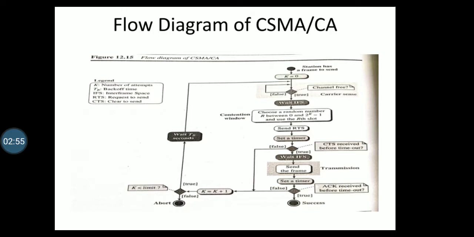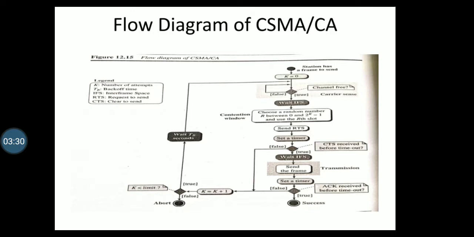If K equals 0, then we have to check whether the channel is free. If the channel is free is true, then wait IFS. If the channel free is false, go back for K, and the process repeats. After waiting an IFS, there is the contention window. Choose a random number r between 0 and 2 raised to k minus 1 and use the rth slot. Then send RTS.